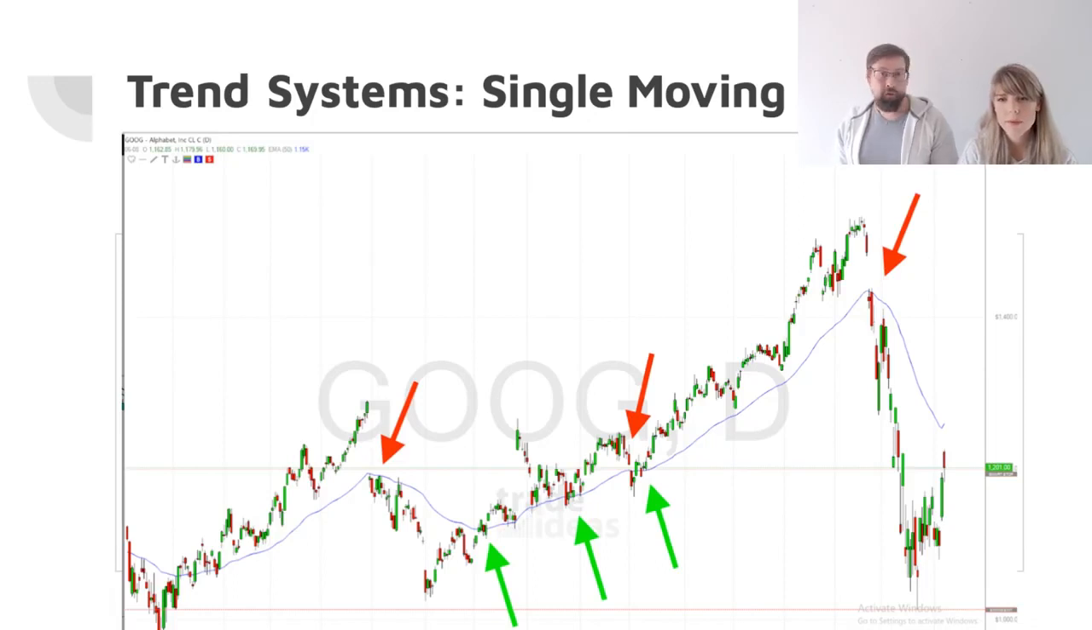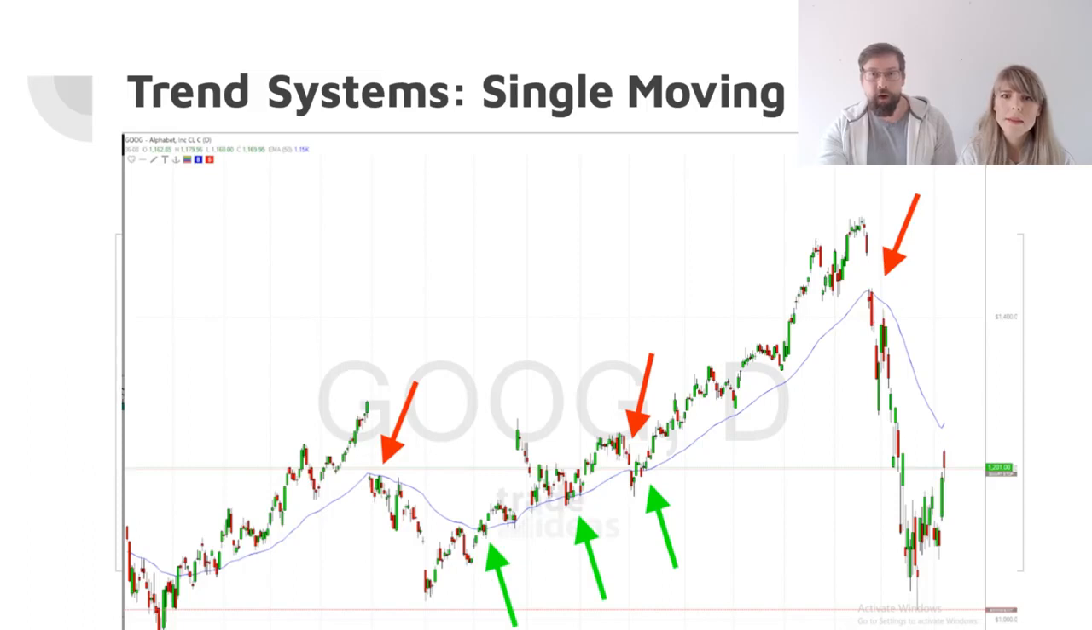So the benefits of these trend systems: trend systems always have a lower win rate. Statistically speaking, a pure trend system will have a 45 or so % chance to be right. On this chart, you can see your first trade, you would have entered here and exited here. You would have made a decent amount. Then the next trade, you probably would have bought here and then sold here. Again, maybe you lost a bit.